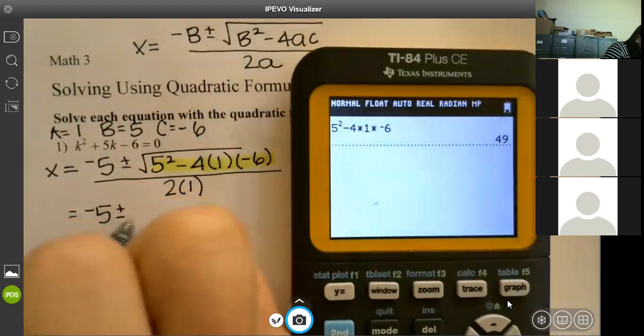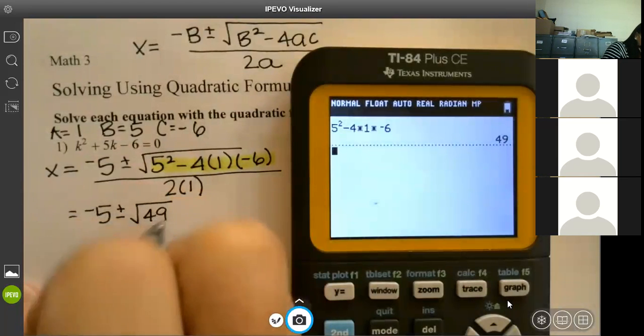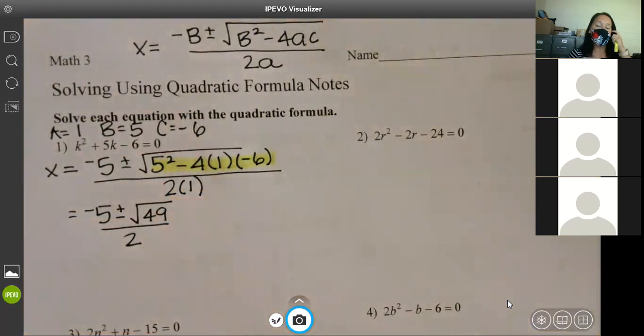What do we get? 7. Well, square root. Square root 49. Leave it like that. You're not wrong. I'm not ready to go there yet. All right. So only do what's underneath the square root. Don't type that square root into your calculator.